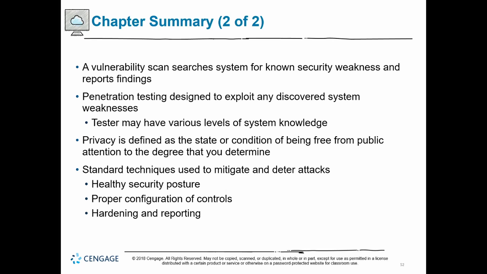Privacy is defined as a state or condition of being free from public attention to the degree that you determine. Standard techniques are used to mitigate and deter attacks. Ensure that you have a healthy security posture, proper configuration and controls, and that hardening and reporting is managed. And that's it. That's chapter 13 for you guys.